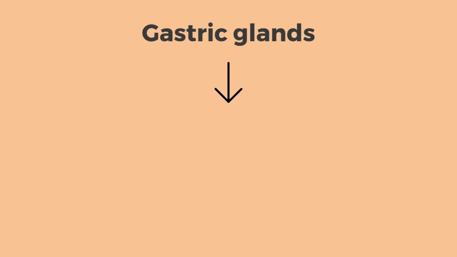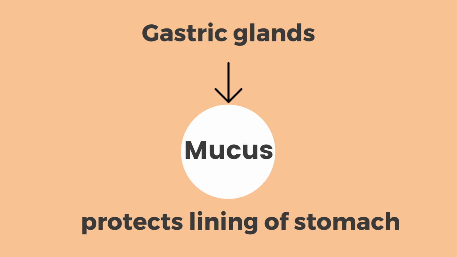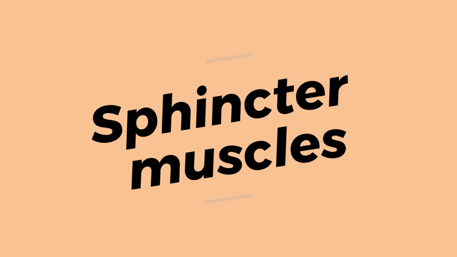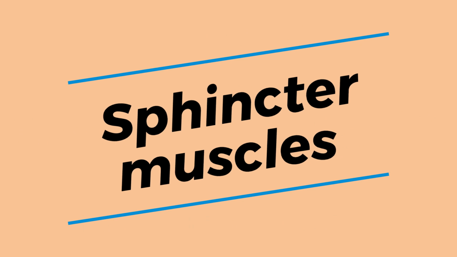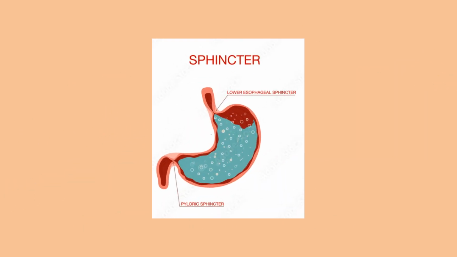Gastric glands also release mucus. Mucus protects the inner lining of the stomach from the action of the acidic environment produced by HCl. The exit of the food is regulated by sphincter muscles. It releases the food into the small intestine in small amounts.